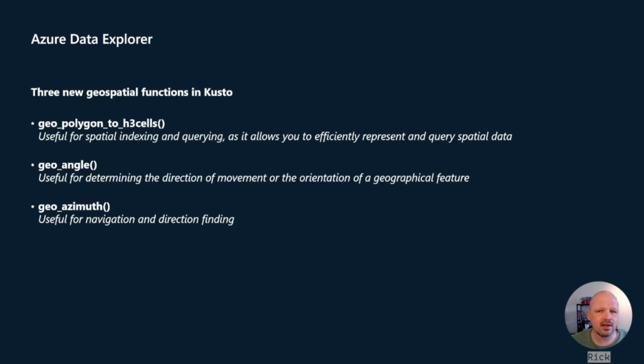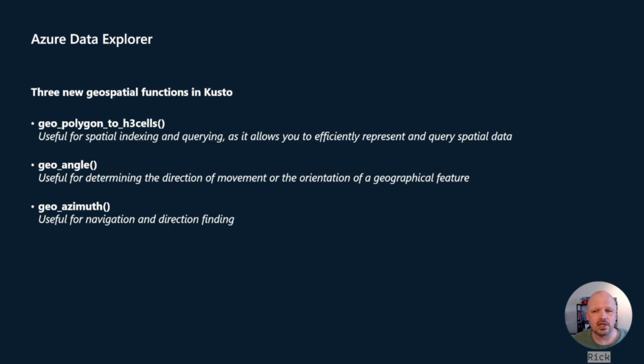We have GeoAngle, which calculates the angle between 2 lines on the Earth's surface. This can be useful for determining the direction of movement or the orientation of a geographical feature. And then the last one is GeoAzimuth, which calculates the azimuth angle between 2 points on the Earth's surface. That's the angle between the line from the first point to the second point and the line from the first point to the North Pole. So this can also be useful for navigation and direction finding.